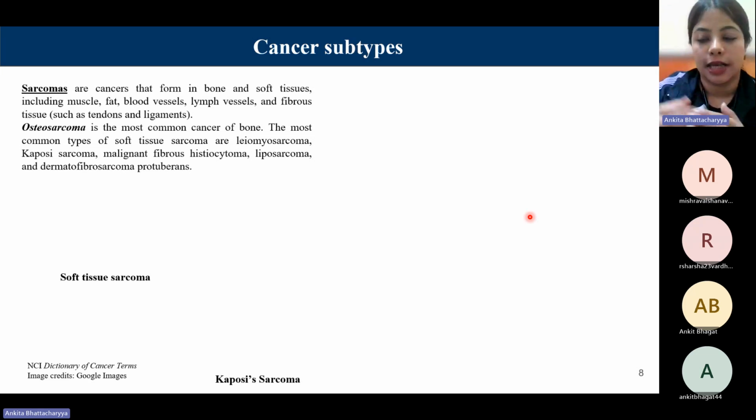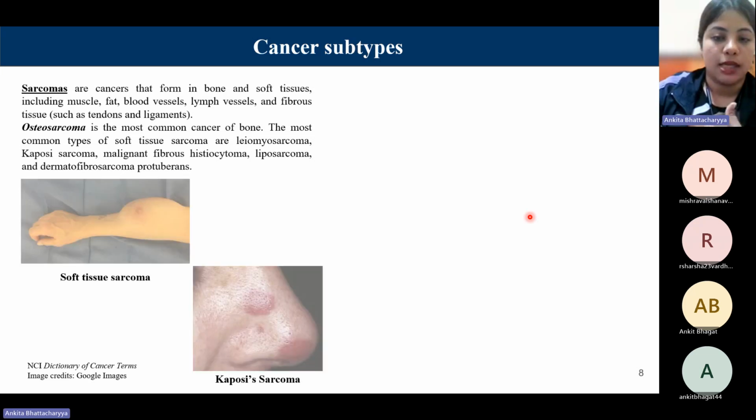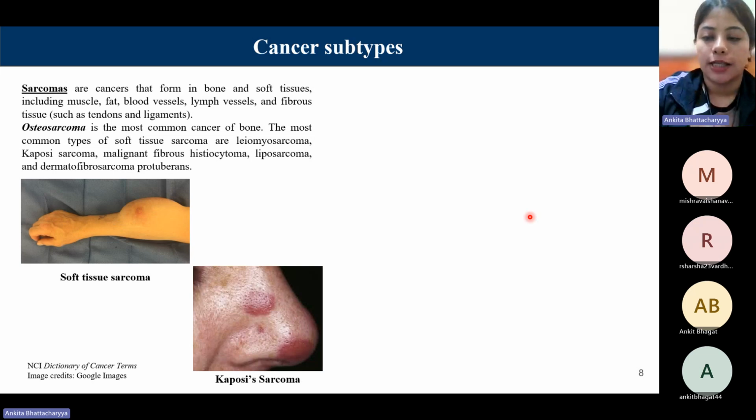And as soon as the control over the cell is lost, cancer can arise in that tissue. Now, among sarcomas, these are two common examples that I have just given you a representative image of. One is soft tissue sarcoma, the other is Kaposi's sarcoma. Like you can see, they are very different from each other. There's no link between those two, but these are included under the same umbrella term because they have arisen from soft tissues within the body.